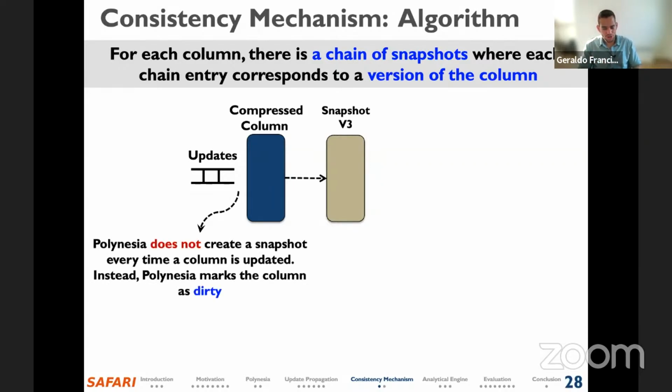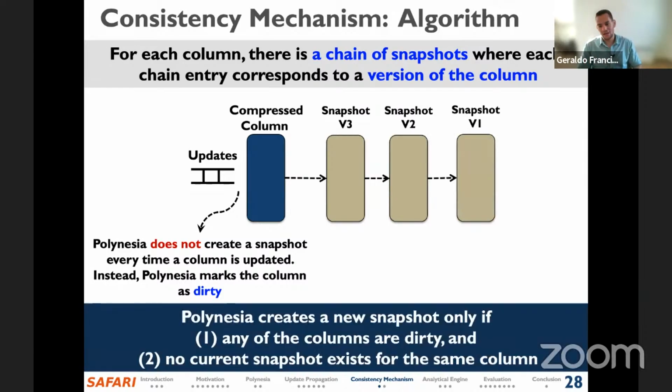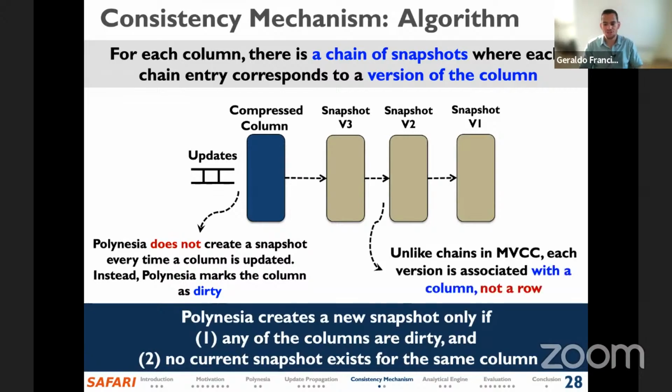Differently from snapshotting, Polynesia does not create a snapshot every time a column is updated. Instead, Polynesia first marks the column as dirty, and then creates a snapshot for a column if there are any dirty columns and no current snapshot exists for that particular column. In this way, Polynesia avoids long version chains as in the MVCC approach.